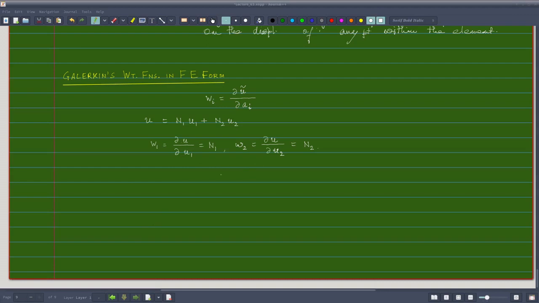Before going to the weak form, let us note whatever we have learned: in FE formulation, shape functions perform the role of weight functions. Now let us go for the weak formulation, and for that let us again take that same bar element.